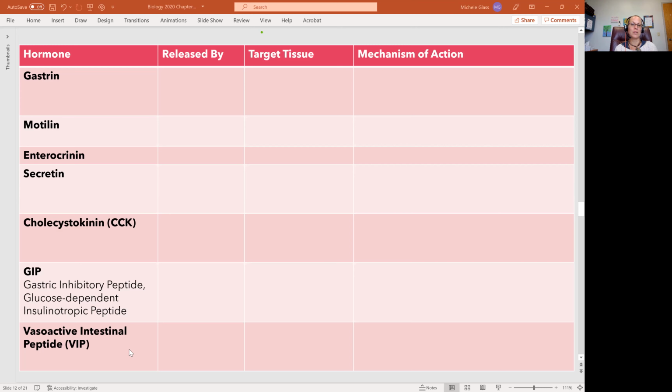And then your next column is, of course, who makes each hormone. Most of the times it's the duodenum, target tissue, and mechanism of action. So let's see if we can fill in some information here for each of these.